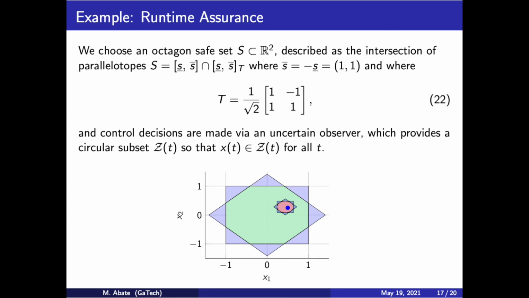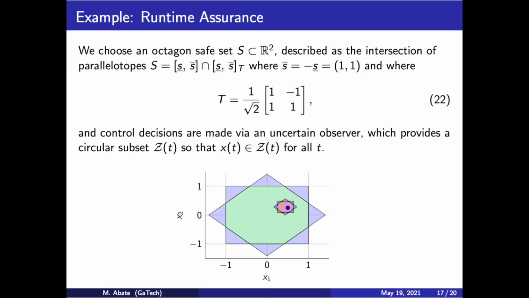Now on to defining a safety specification for the system. We're going to choose arbitrarily an octagon safe set, which is just described as the intersection of two parallelograms in the system state space. Control actions for the system are going to be made using an uncertain observer, and this uncertain observer is going to at all times provide a circular subset of the state space where the state is known to live. This problem setting is shown on the bottom of the slide in the figure. Our safe set is shown in green, which is the intersection of two parallelograms in the state space. Our system state is shown in blue, but we don't have access to the system state.